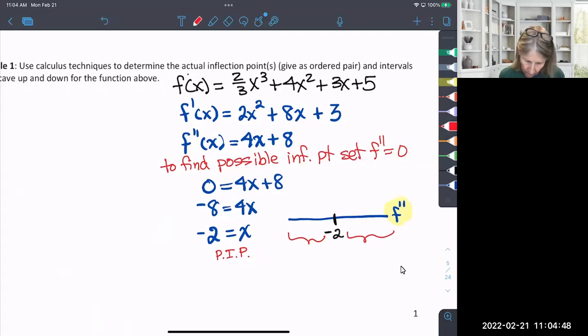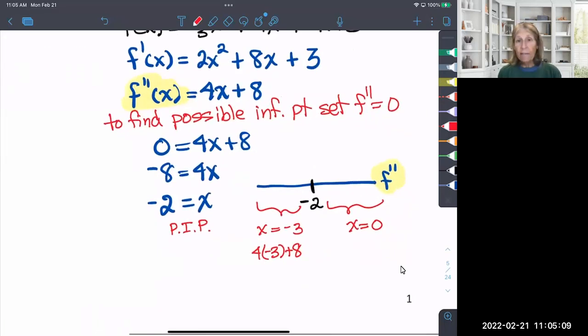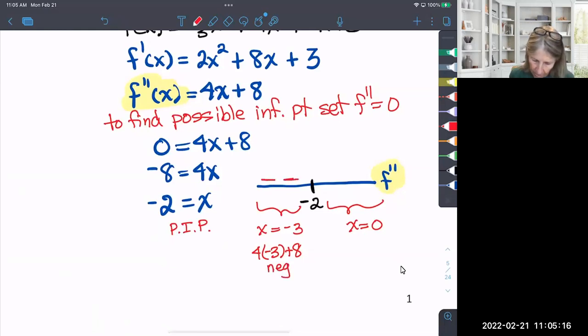So let's say on the left side of -2, maybe I pick -3, and let's go over on the other side, the right side, and maybe pick 0. And again, we're going to plug into the second derivative. Okay, so -3 in the second derivative will give me 4 times -3 plus 8. Now that turns out to be what, -12 plus 8. Okay, that's going to be negative. So that tells me that to the left of -2, I have a negative second derivative. And remember, this is a second derivative.